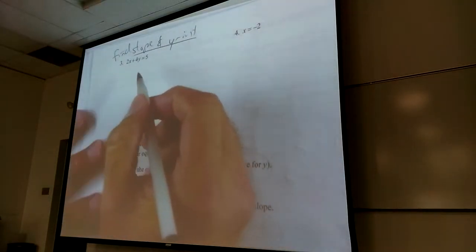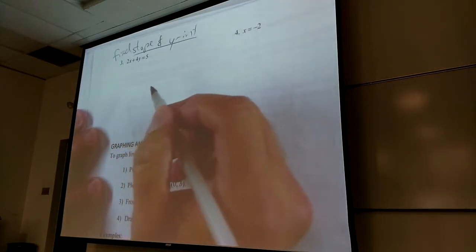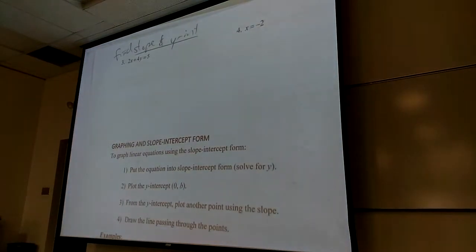Guys, what are you doing for number 3? You subtract negative 2x. So what's the general idea for getting y by itself? Getting y by itself?